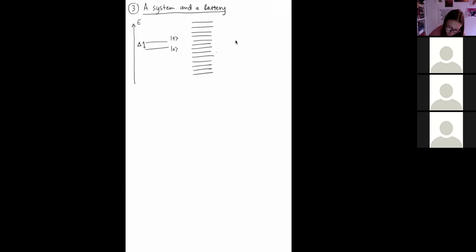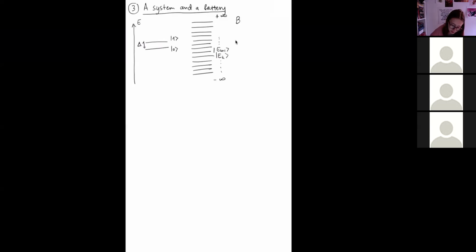And then, for example, we call the energy levels of this battery Ek, Ek plus 1 and so on. And k goes from minus infinity to plus infinity. Of course, this is an idealization. In the context of thermodynamics, it would correspond to different thermal levels of a molecule, for example. But we call it a battery.